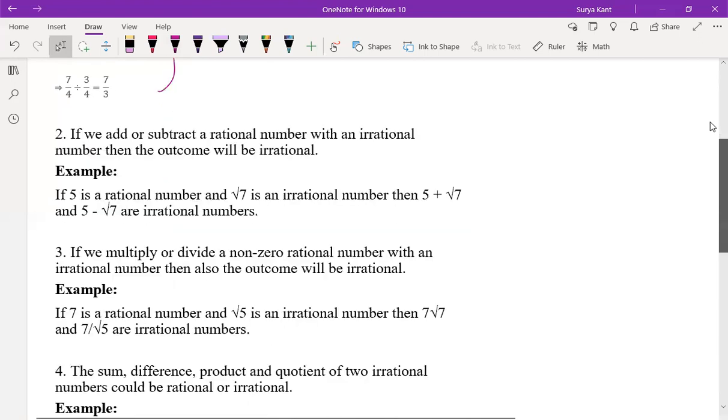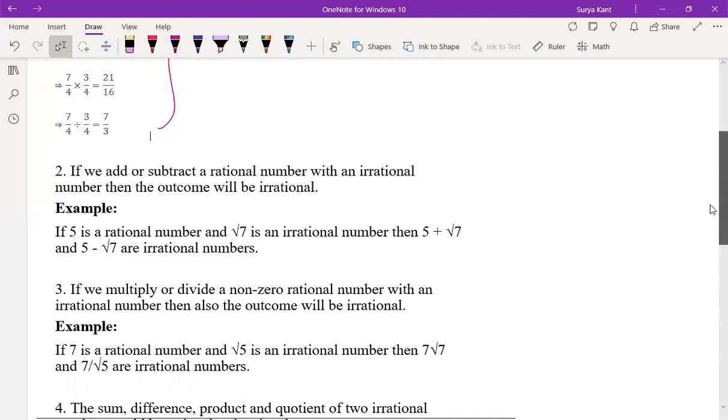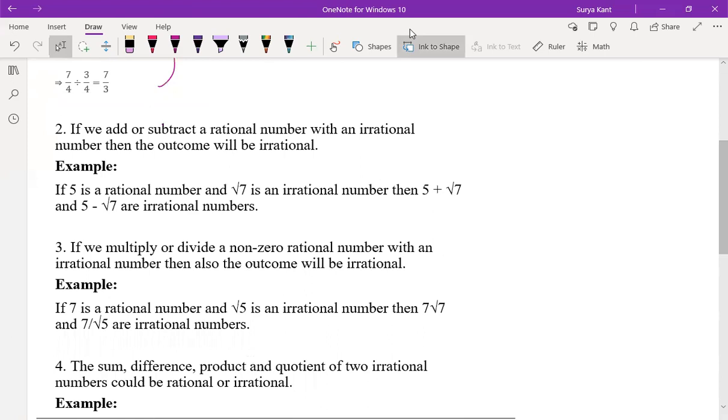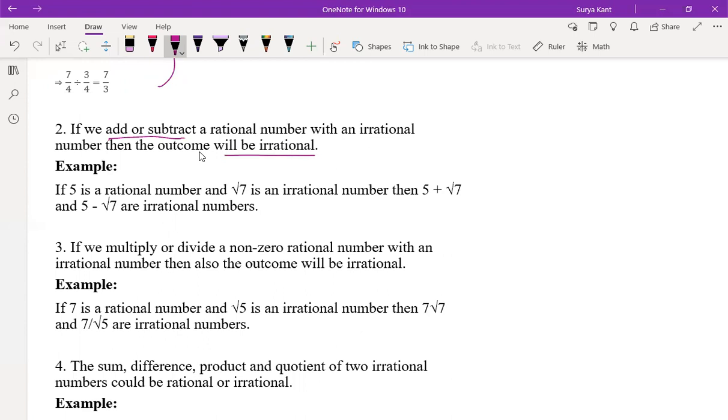Next one is, if we add or subtract an irrational number with a rational number, then the outcome will be irrational. Suppose you subtract root 7 minus 2. So what is this? This is an irrational number only.